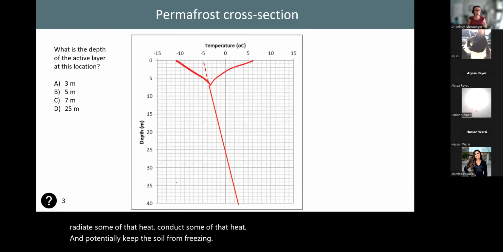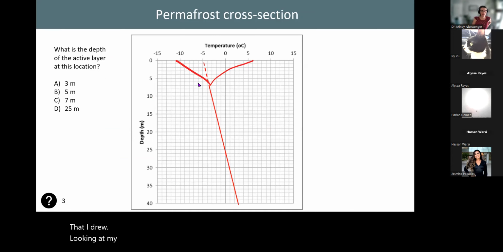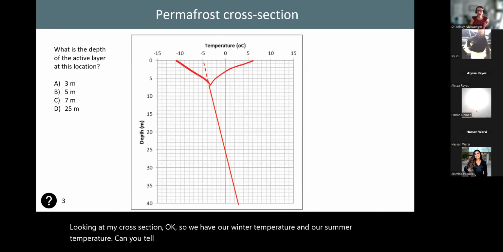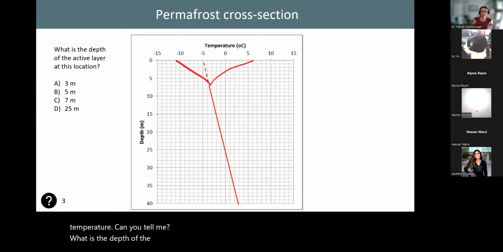Okay, so here's another one of my cross sections that I drew. Looking at my cross section, okay, so we have our winter temperature and our summer temperature. Can you tell me what is the depth of the active layer in this location?